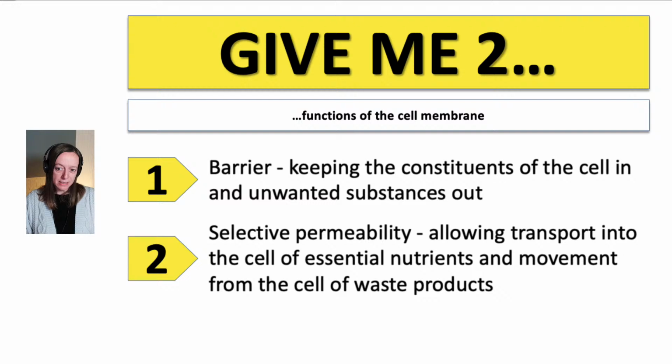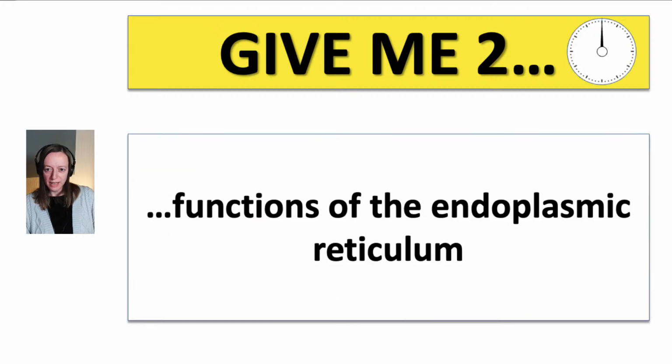So the selective permeability means that materials can be transported into the cell, so essential nutrients for the cell functions, and it also means that waste products can be moved out of the cell. Okay, now can you do the same, but can you give me 2 functions of the endoplasmic reticulum? So I'll give you 30 seconds. Remember to try and be specific and use some nice terminology.